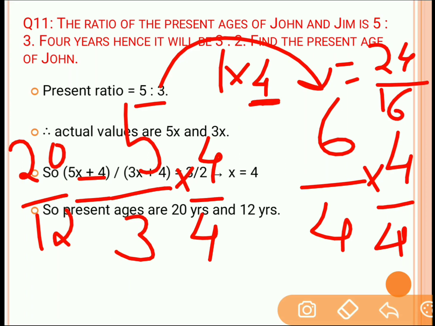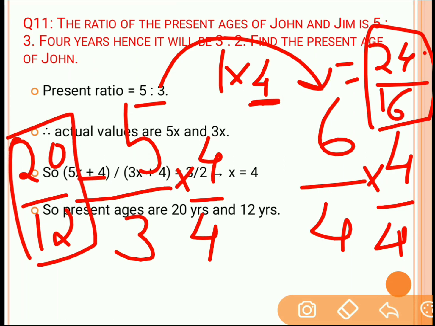So you can say that 20 is increased by 4 and it becomes 24. Same way 12 is increased by 4 and it becomes 16. So this is the ratio of their actual age after 4 years, and this is the ratio of their present age. So from this ratio we can say that the numerator is for John.